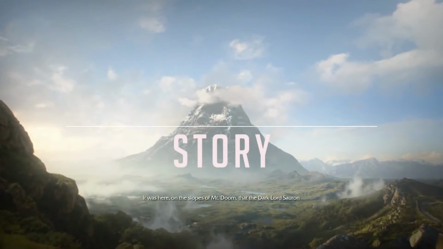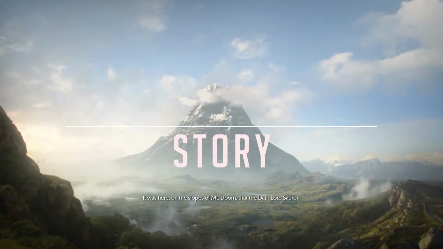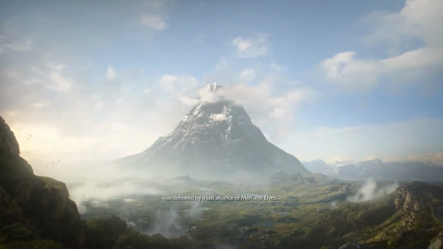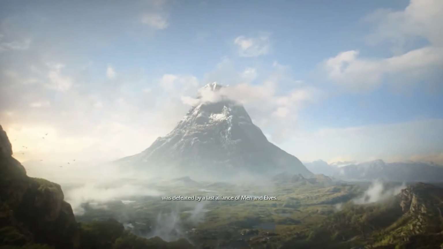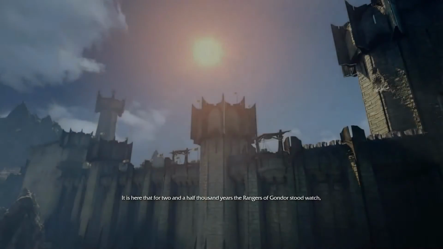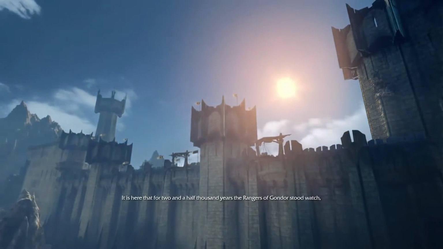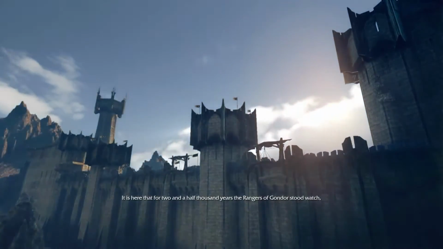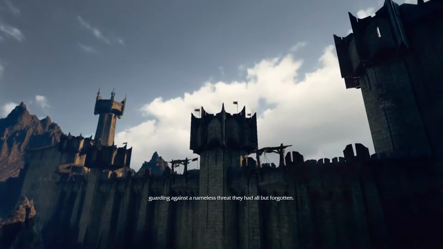Story. Middle-earth: Shadow of Mordor takes place between the events of J.R.R. Tolkien's The Hobbit and The Lord of the Rings, or to be more precise, between the cinematic adaptations of the novels, as Shadow of Mordor is a new story penned by the writers at Monolith and Warner Bros. Games. The story tells the tale of Talion, voiced by Troy Baker, one of the Rangers defending the Black Gate.